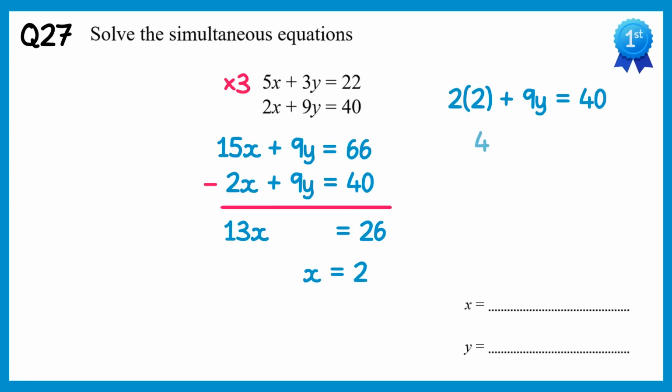2 times 2 is just 4, plus 9y equals 40, and then take 4 from both sides. If you take 4 from the left, you get 9y, and if you take 4 from the right, you get 36. Now all we need to do is divide both sides by 9, and we'll get y equals 4. So x is 2, and y is 4.